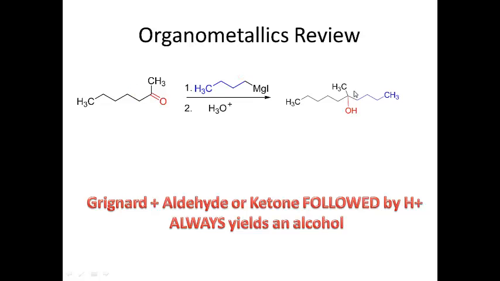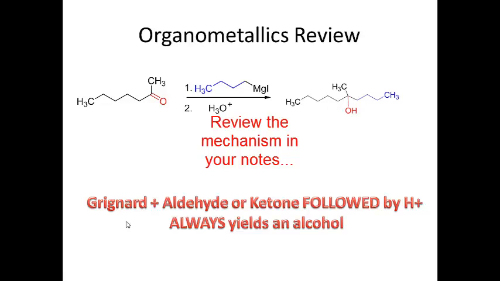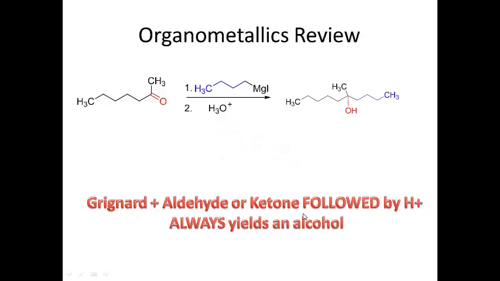You can look back in your notes if you want to see the mechanism for that, because we went over that on multiple occasions. So just remember that a Grignard plus an aldehyde or a ketone followed by H plus, right? Remember, you don't want to ever expose the Grignard to H plus because it'll destroy it, but you treat the ketone or aldehyde with the Grignard and then you follow it up with H plus, and then you always get an alcohol in the product.